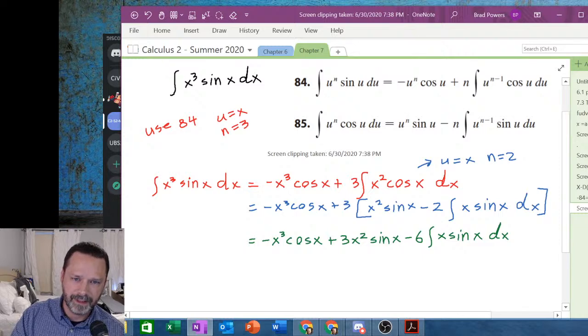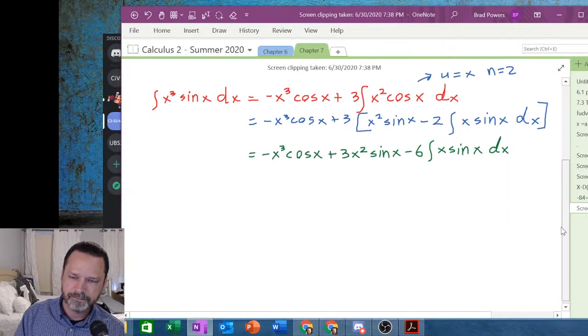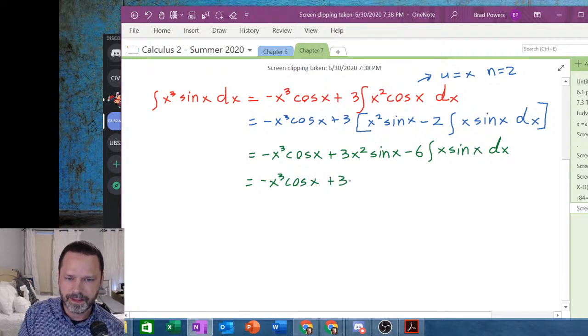We got this again, right? X to the 1. Could use it again. But I think you get the idea. So I'm going to just go ahead and write the integral of this in there. And we'll be done. Okay, so it's negative x cubed cosine x plus 3x squared sine x minus 6. And this is going to be sine x minus x cosine x.